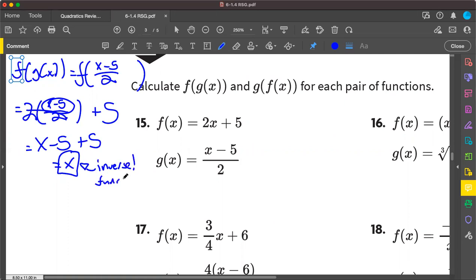And the fact that this all boiled down to x means that they're inverse functions. These two should be inverse functions. Hopefully we see that on the same outcome. So let's now do g of f of x.